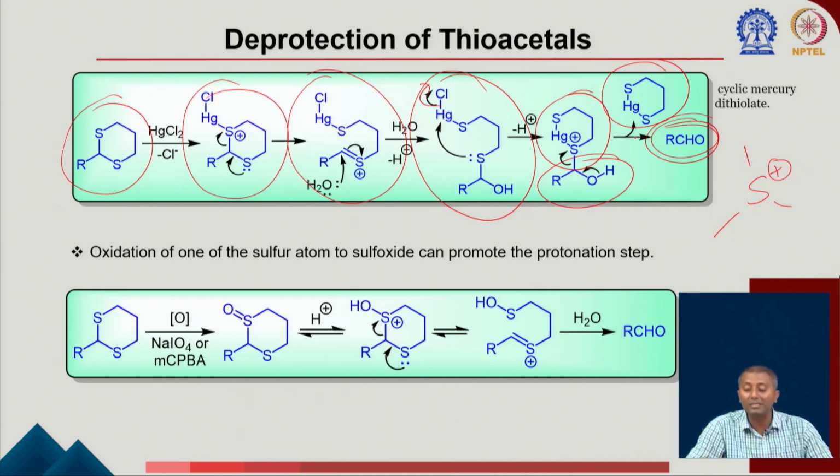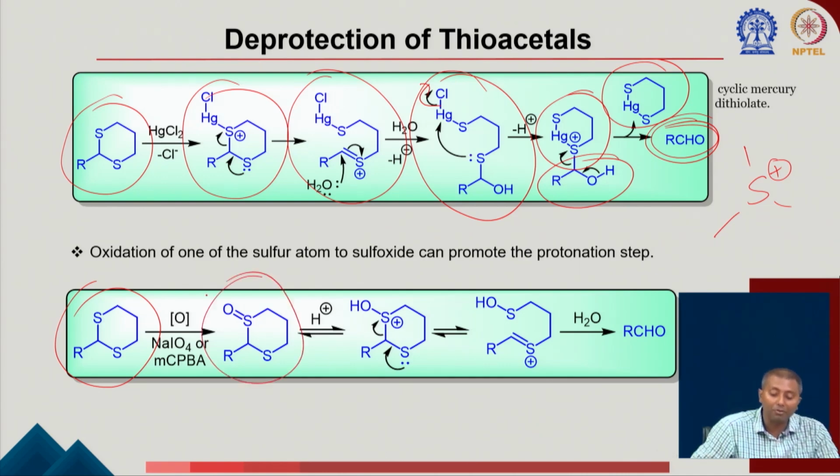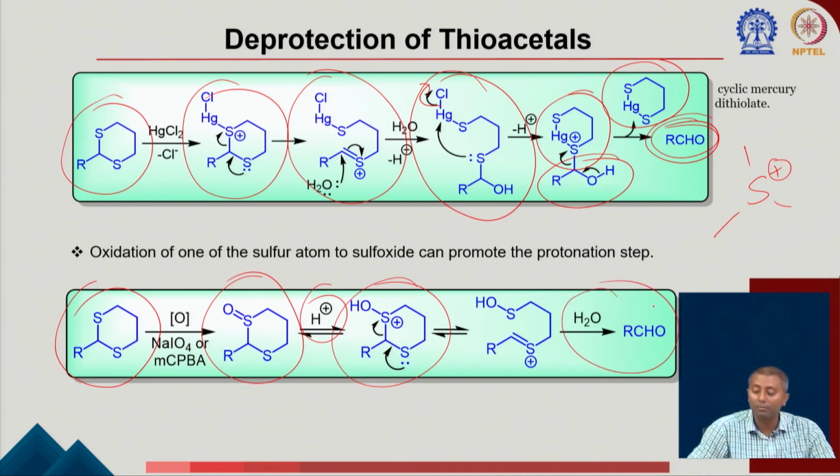That's why this reaction is irreversible. This cannot go back to the starting material. That's why mercury chloride plays a very important role for this deprotection. Again, there is another approach. If you have a dithiane, you first do oxidation with periodate to form the sulfoxide. Once you have a sulfoxide, you can use H plus, because now oxygen can get protonated. Once oxygen is protonated, that will allow the rupture of this dithiane ring. Then further, if you use H2O, it can get to the corresponding aldehyde.